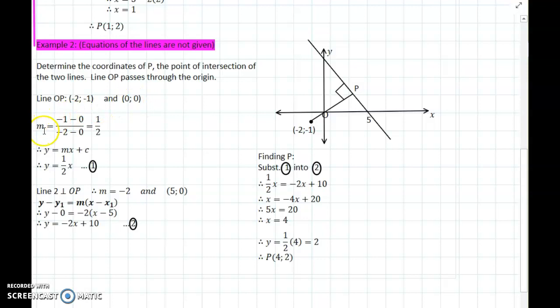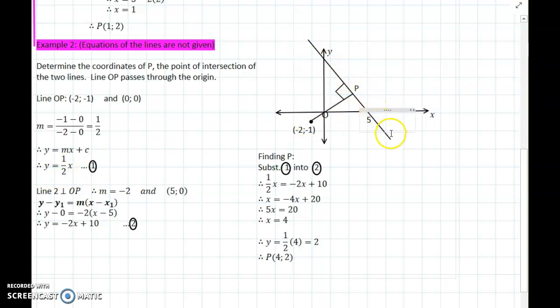Remember, if we want the equation of a straight line, we need a gradient and we need a point. So we can use our gradient formula and subtract the two y values divided by the corresponding difference of the x values. So it's minus 1 minus 0, and I start with this y value, so I have to start with that x value, minus 2 minus 0, and of course the gradient would be a half. So the gradient of the line OP is a half, and we can see it has a y-intercept of 0. So I can use this format, y equal to mx plus c, and c is 0 and m is a half. So that's my equation 1. So I have the equation of my first line.